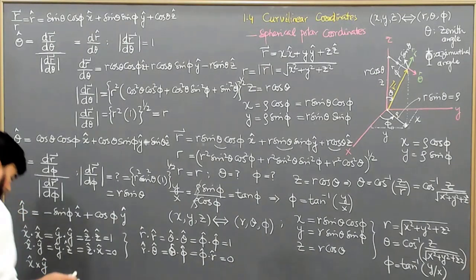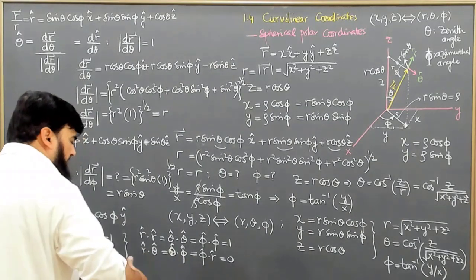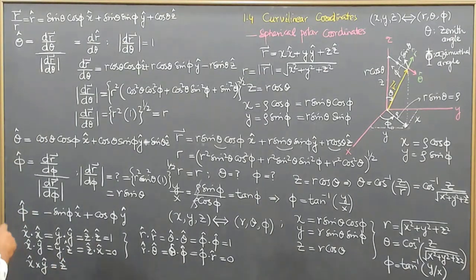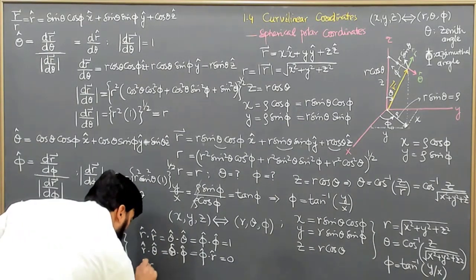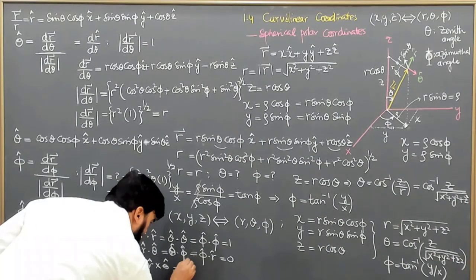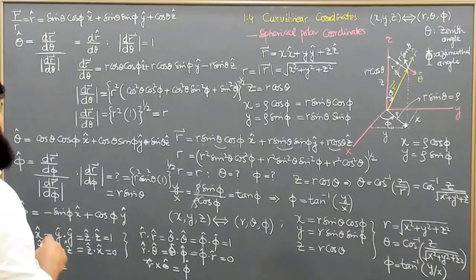If we are having this as the x-axis and this as the y-axis, then moving x cross y will give us the z unit vector. Similarly, y cross z will give us the x unit vector and so on. And in the same sense, here r unit vector cross theta unit vector should give phi unit vector, and similarly the others. So we can prove this one.